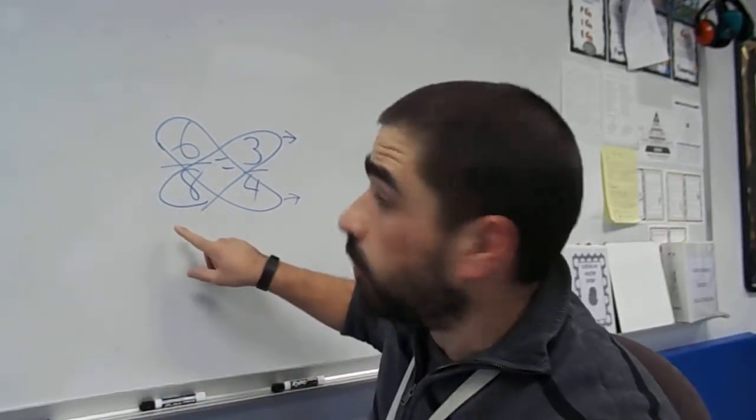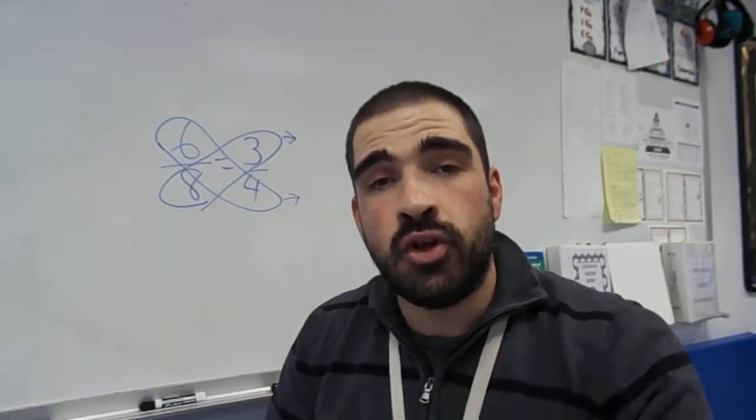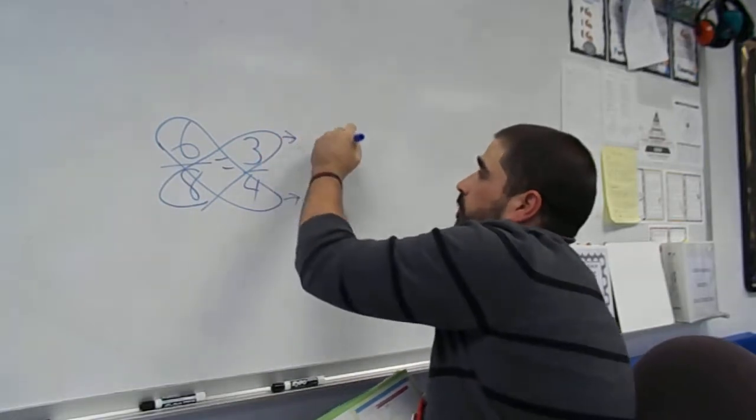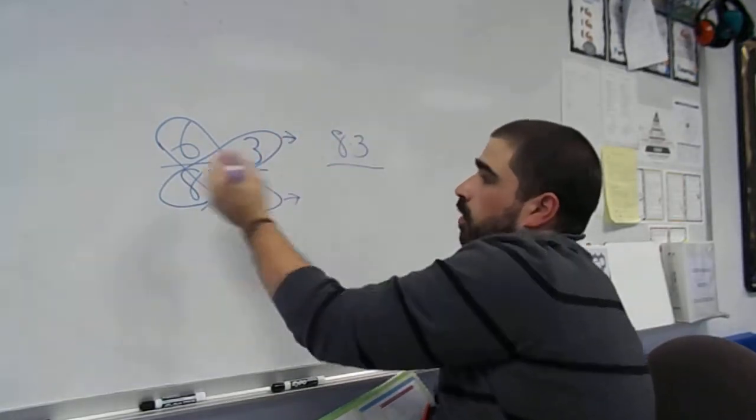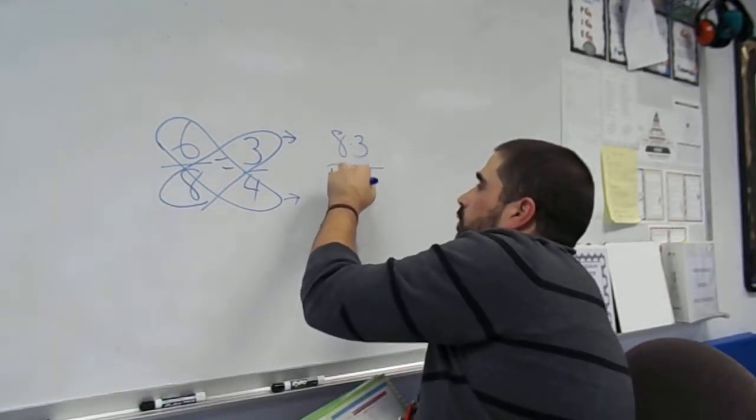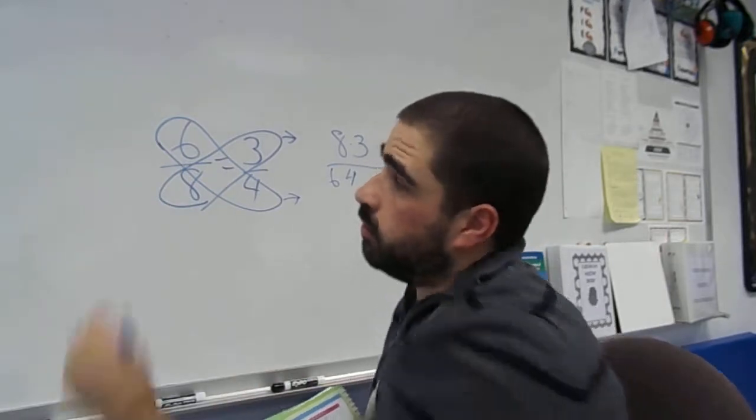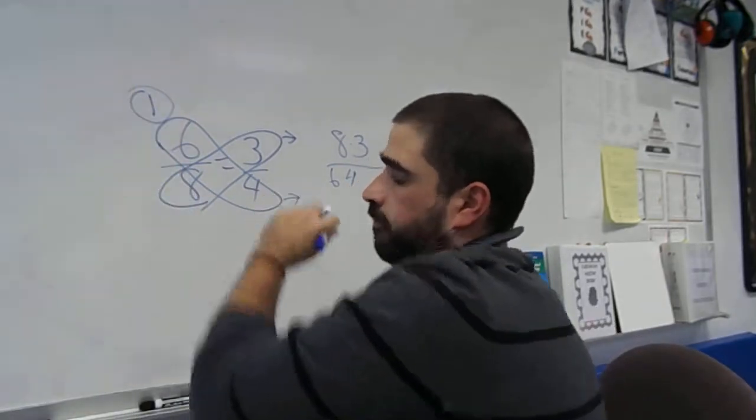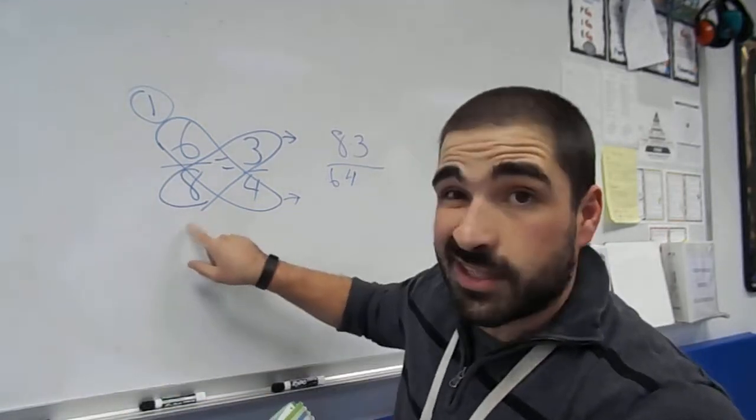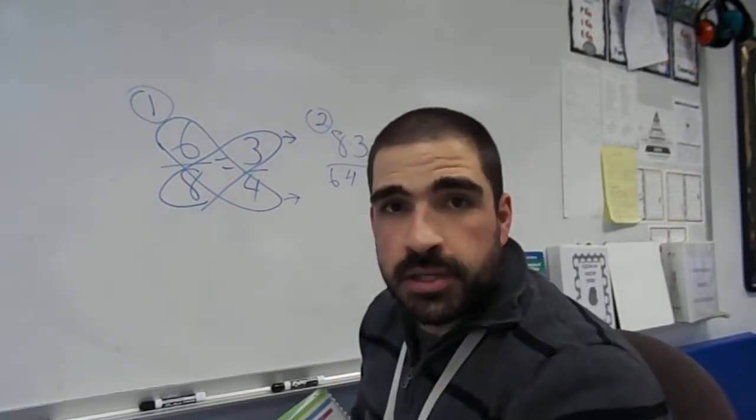I'm going to take these two numbers and set up a multiplication problem in a new proportion. So I have 8 times 3 over 6 times 4. So step 1, figure out where you're going to do your cross multiplication. Whenever you do work, I need to see this step. Step 2, set up your multiplication problems.